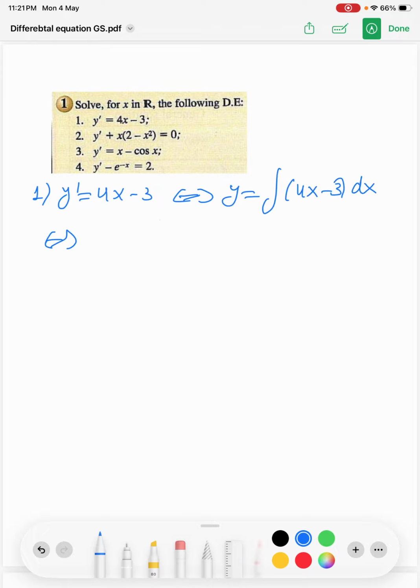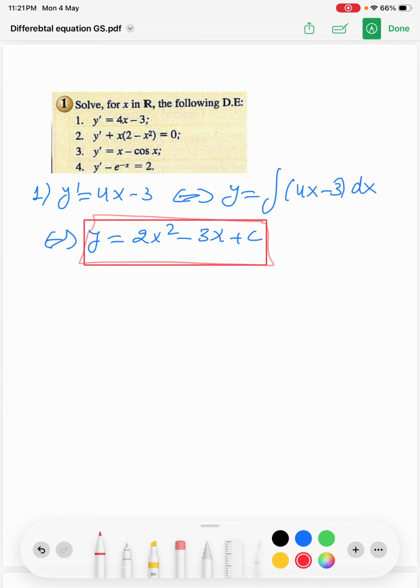The antiderivative of 4x is 4x squared over 2, which is 2x squared. The antiderivative of 3 is 3x plus a constant c. And this will be the solution of the first part. This is called the general solution because we still have a parameter, a constant c, that can be found according to a certain condition.